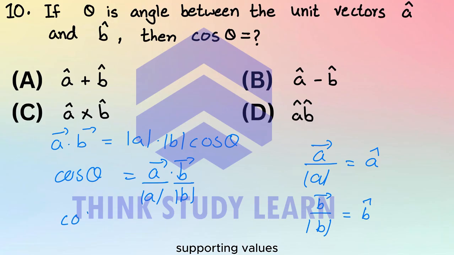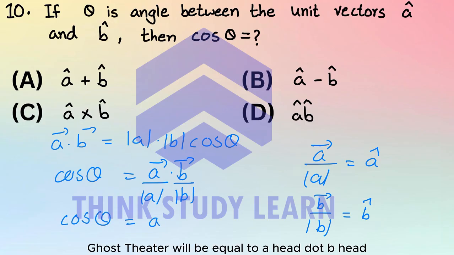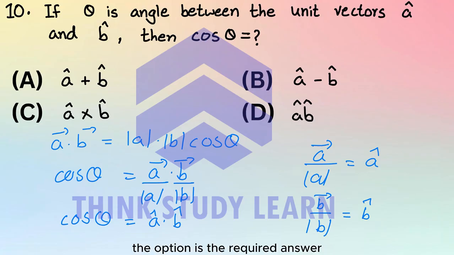So putting values, cos theta will be equal to a hat dot b hat. D option is the required answer.